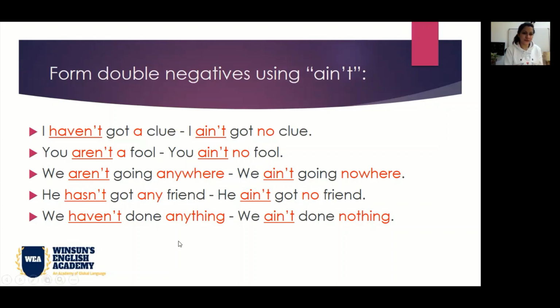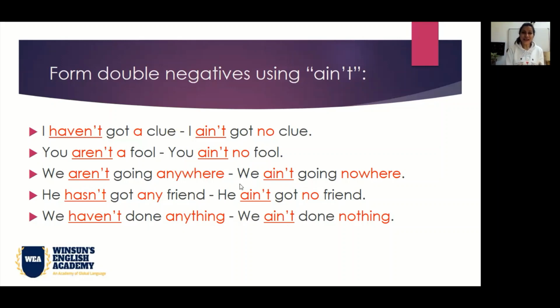Okay. Let's read the fifth one. We haven't done anything. We ain't done nothing. Yes, I'm sure you got it by now. Replace any with no to make a negative. For example, anywhere, nowhere. Anything, nothing. Anyone, no one. Okay, that's how you form negatives.